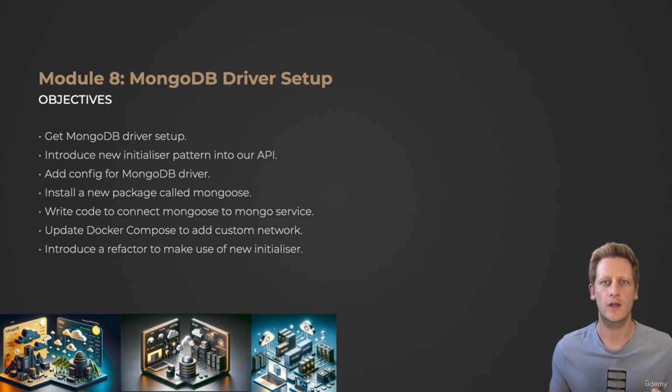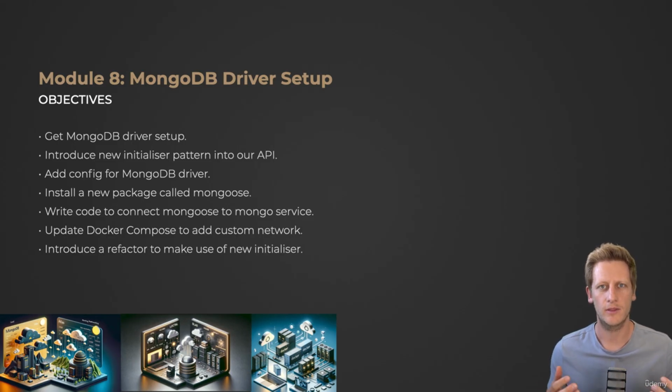We're also going to need to add some configuration and environment variables for our MongoDB driver. We're going to have to install a new package called Mongoose, which we're going to have to make use of. We'll then have to implement the actual code in order to get that Mongoose connection sorted to our Mongo database. And we'll also have to update our Docker Compose file to isolate and create a custom network that we can use. And there's just one more feature that we need to add onto our Docker Compose file once we have that driver set up.